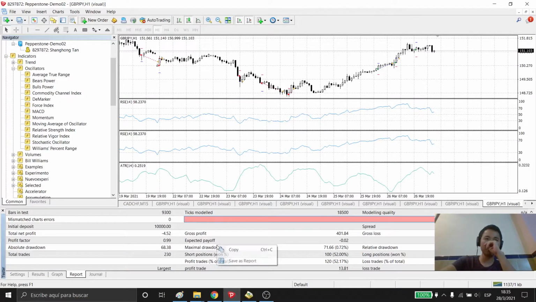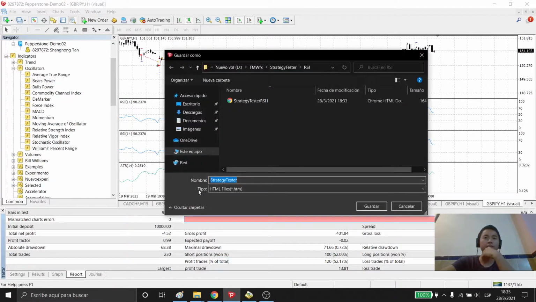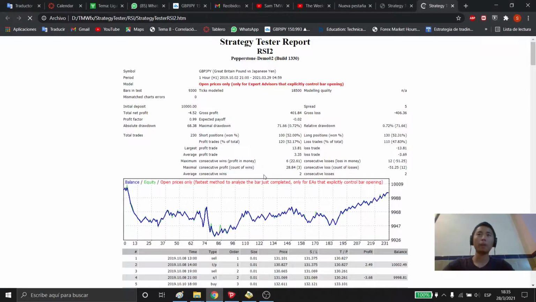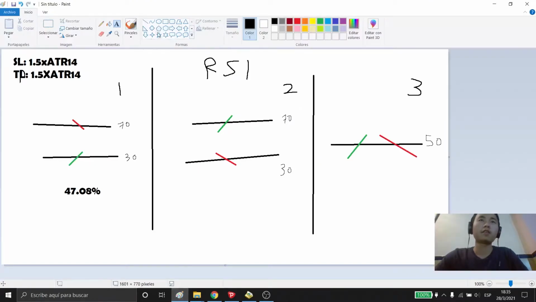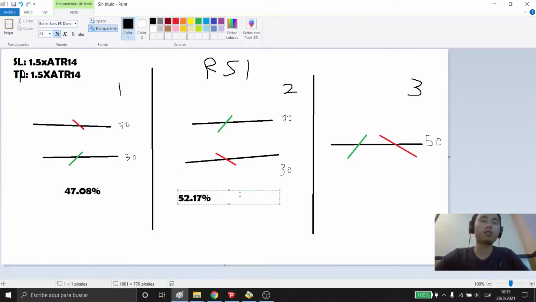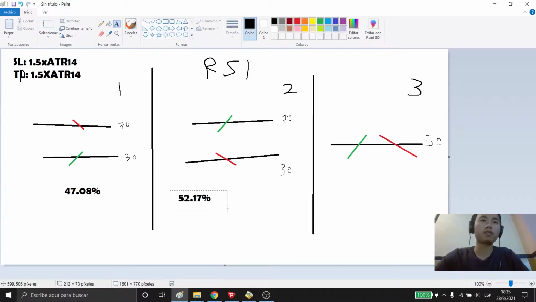And let's see the report. Quite nice. 72.17%, better than the first type.